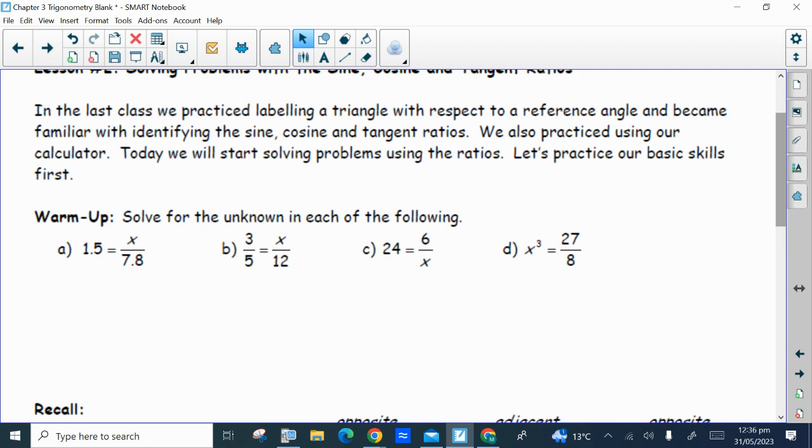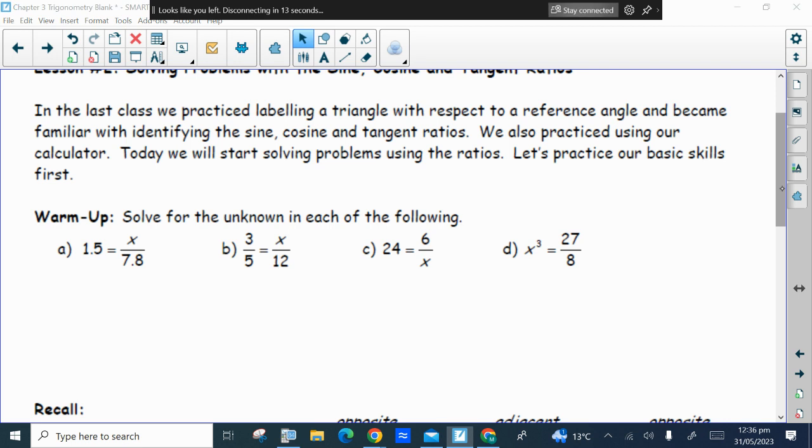So we've been practicing labeling the triangle with respect to a reference angle, which is an angle that we're going to work with, and also working with the sine, cosine, and tangent ratios. We've also practiced using calculators. So we'll start solving problems using the ratios, but we will start with practicing our basic skills first.